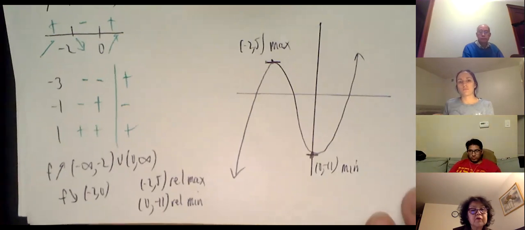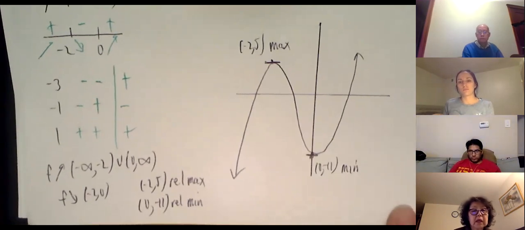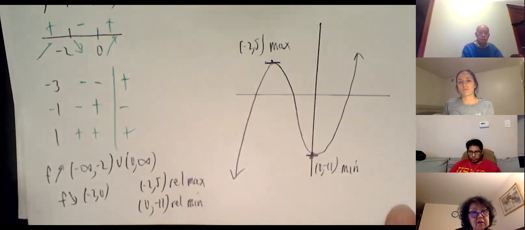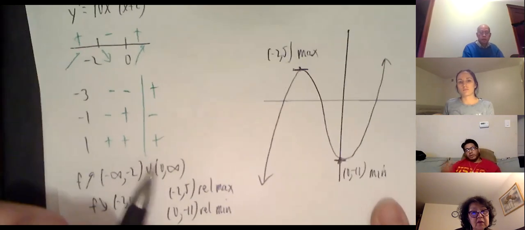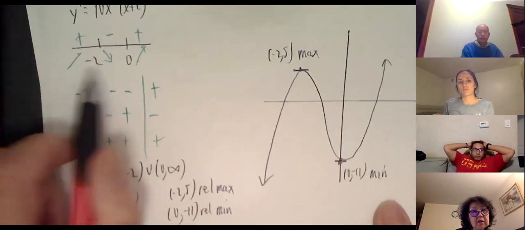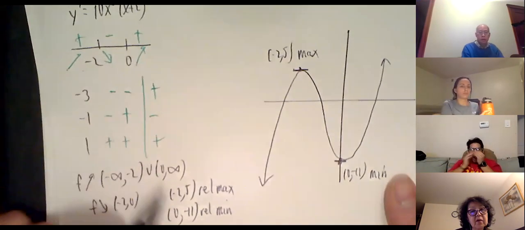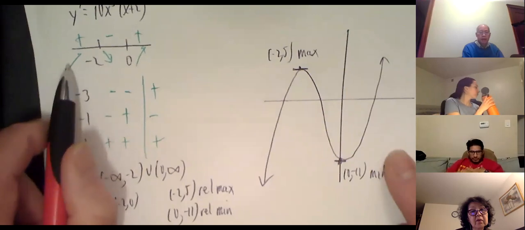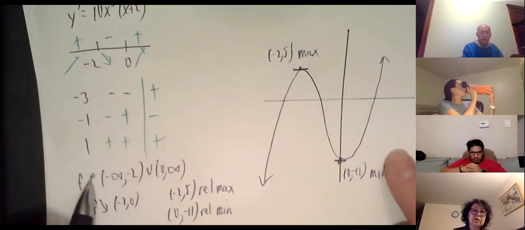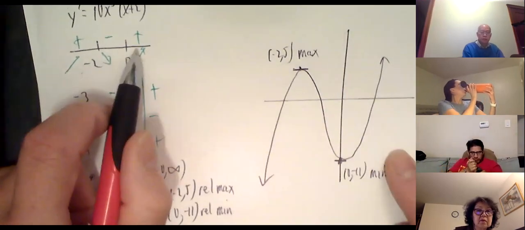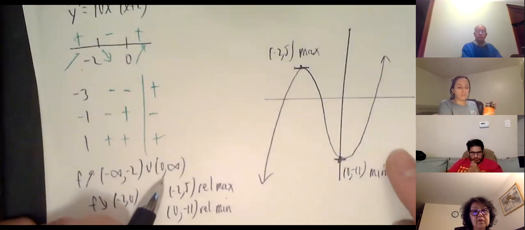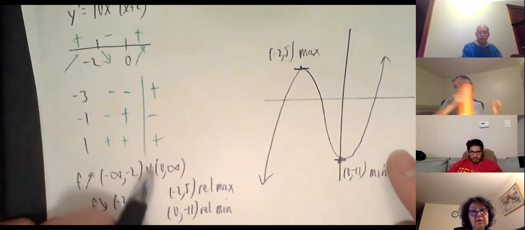Professor, how do you see the union says 0 to infinity? Union? Yeah, so you have more than one region where I have a plus. This one, this one. So to join them, you put a U for union. From negative infinity to negative 2, increasing. But that's not the only region, 0 to infinity also. So when there's more than one region, you put a U for union.